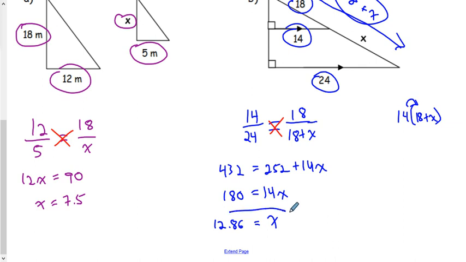12.86. I forgot to put a box around my final answer before. How dare I. There we go. Okay, were you able to get there? Were you able to set up your ratio properly? Did you remember that that big side would be 18 plus x? Or did you accidentally just call it x? Or were you able to solve from there?